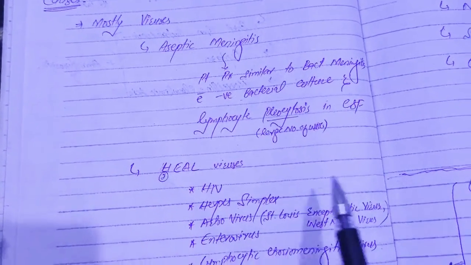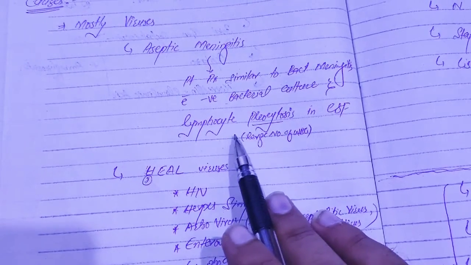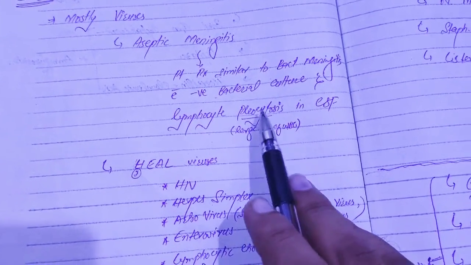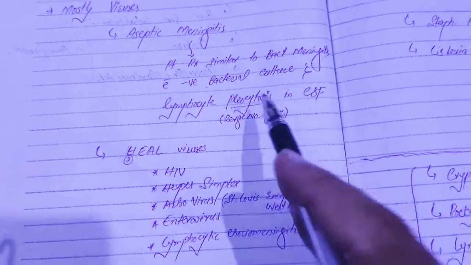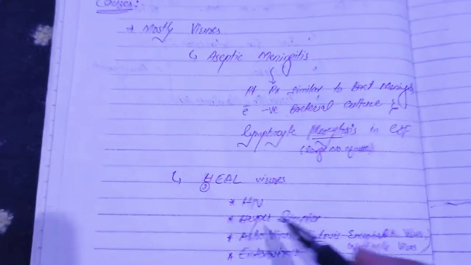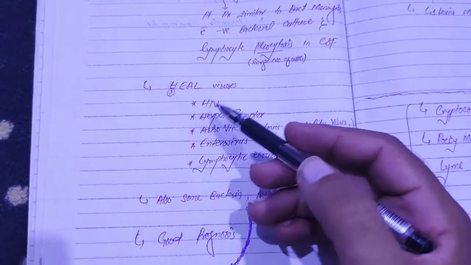Moreover, these patients will have lymphocytic leukocytosis, that is, they will have increased lymphocytes in the CSF as compared to the bacterial, where there will be increased polymorphonuclear cells in the lumbar puncture. So just remember these things. Now you can remember the various viruses that cause meningitis.